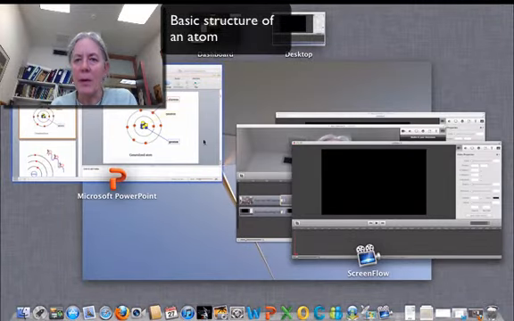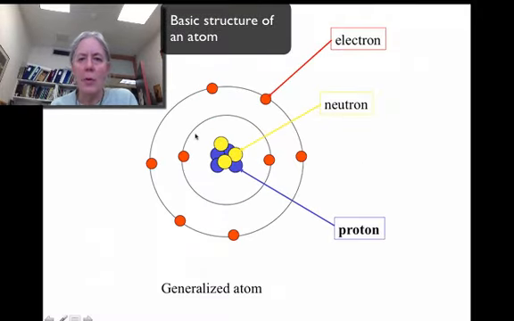All right, we're going to talk about atoms. We're going to go through a PowerPoint presentation about atoms. And you can see here a generalized picture of an atom. It has three parts. Every atom has three parts. They have protons, neutrons. There's actually one kind of atom that doesn't have neutrons, but in general atoms have neutrons and electrons. So the three parts of an atom: proton, neutron, electron.